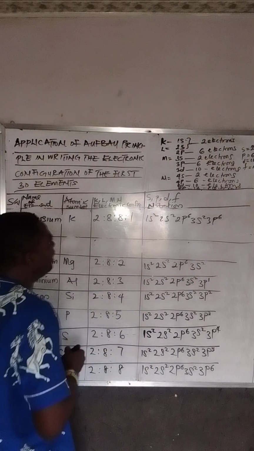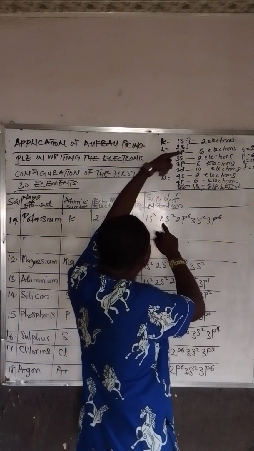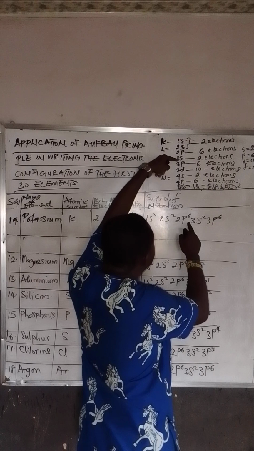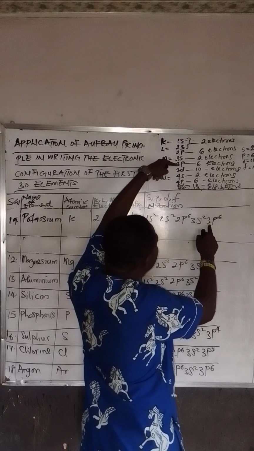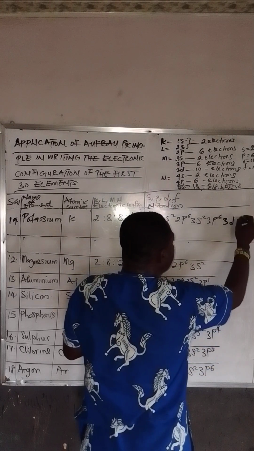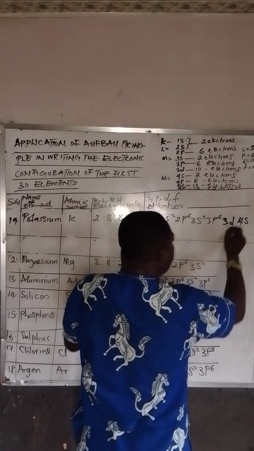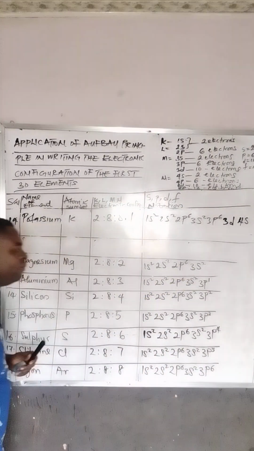then something comes here. We have 1s2, 2s2, 2p6, 3s2, 3p6. After 3p6, what do we have? We are supposed to have 3d. And lastly, we have 4s. But I explained something to you in the very first video.